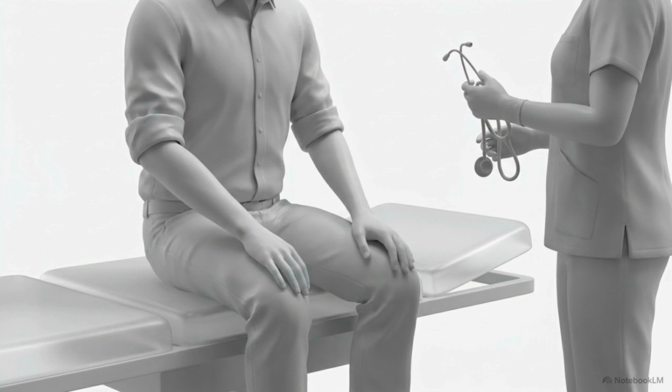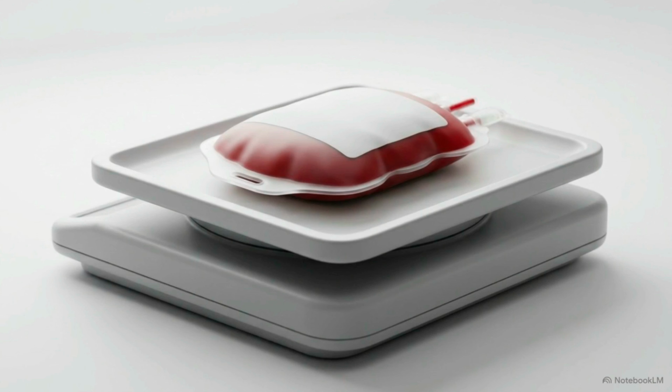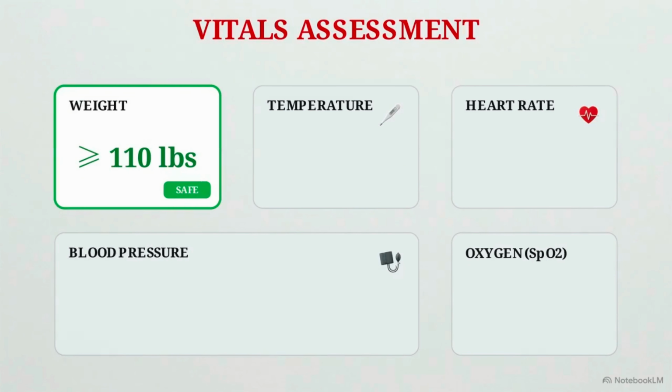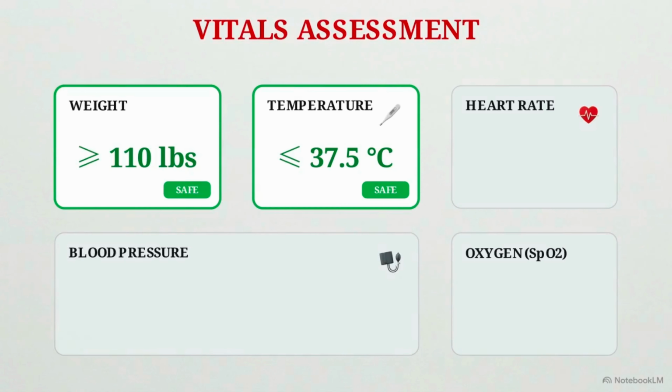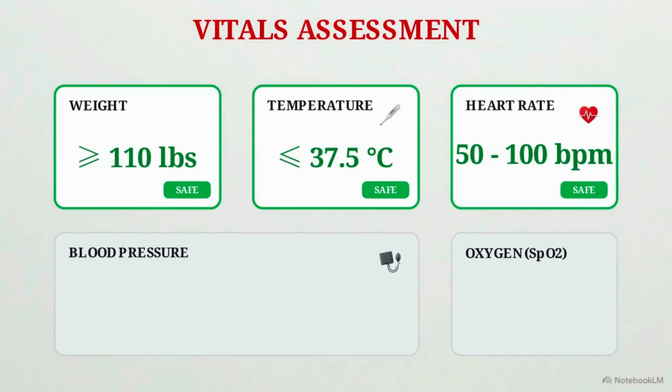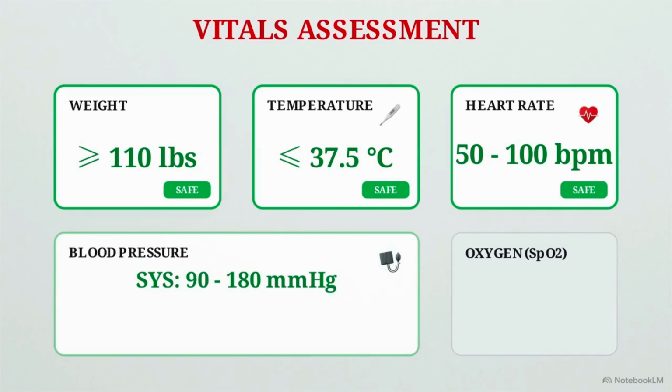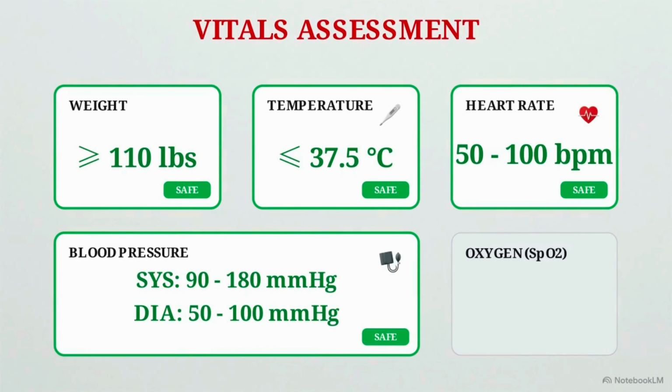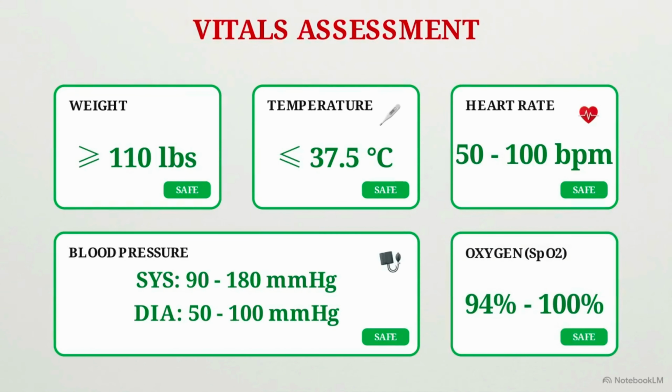Once the questionnaire is passed, we proceed to the physical examination and vital signs. This is your clinical checkpoint to confirm the donor's body can safely handle the sudden loss of 450 to 500 milliliters of blood. On our dashboard, weight must be at least 110 pounds, temperature cannot exceed 37.5 degrees Celsius, pulse must be between 50 and 100, systolic pressure must be 90 to 180, diastolic 50 to 100, partial pressure oxygen should be 94 to 100%.